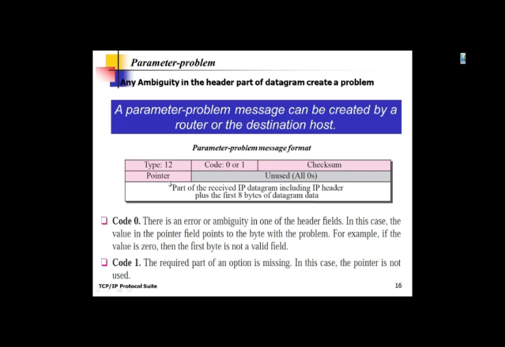This pointer will tell the byte number. Let's say if I write this value 1, that means the error is in the very first byte, that is corresponding to the version number. So with the pointer value, we are going to tell the sender which particular field is corrupted or has a mistake. But this is only used when it is code 0, meaning there is a mistake in the mandatory part in the first 20 bytes. If there is a mistake in the optional part, then we will write code equal to 1, but this pointer field is not used, and this entire 4 bytes is filled with 0. So this is how the parameter problem is addressed.